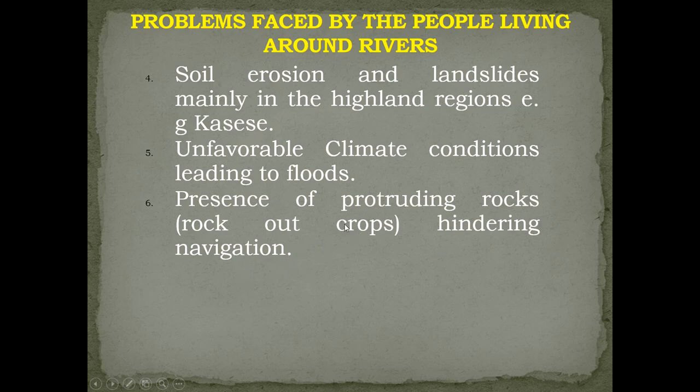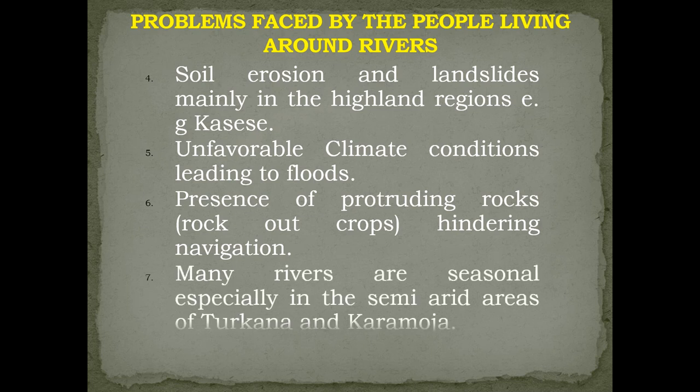We shall look at these rock outcrops we find in lakes, oceans, their names when we come to coastal geomorphology, or the geography of the coast. Then many of the rivers are seasonal, I've already told you, especially in the semi-arid areas, Turkana, Karamoja, and I've amused you that when you go to Karamoja during the dry season, you cross bridges but over a dry valley.